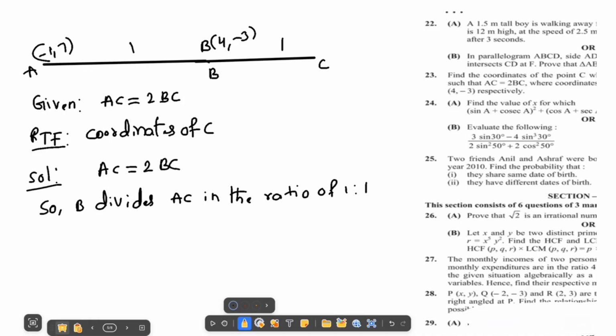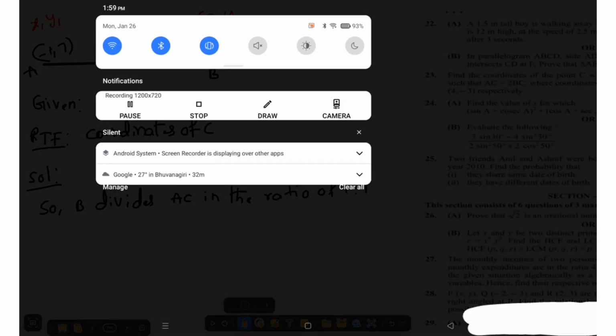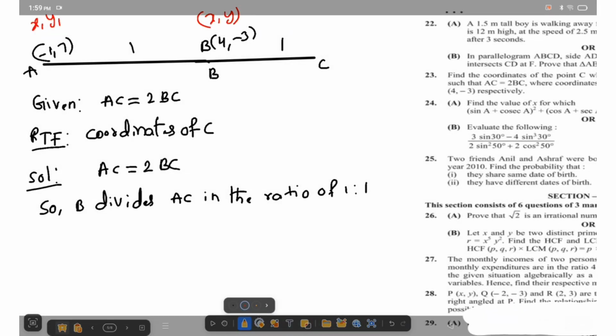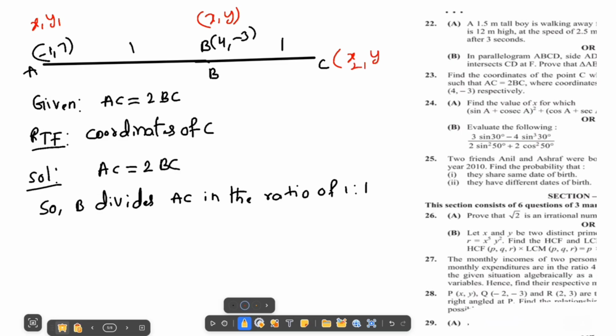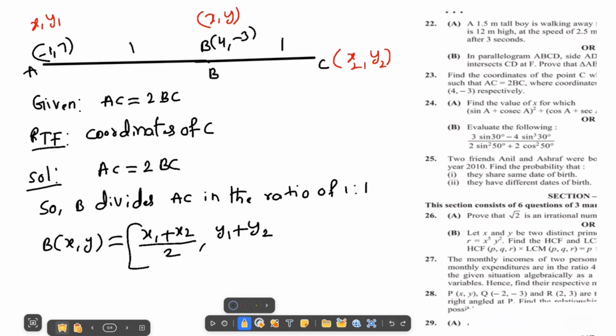Therefore, we can apply the midpoint formula to find C. So let us give, this is x1 and y1. Now this is x and y. Next this one x2 y2. So let's apply the midpoint formula. So what is the midpoint formula? x comma y will be equal to the average of the x coordinates, x1 plus x2 by 2, comma y1 plus y2 by 2.